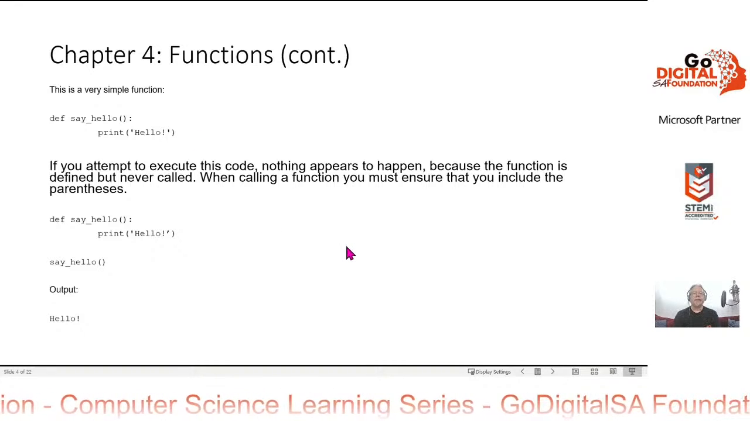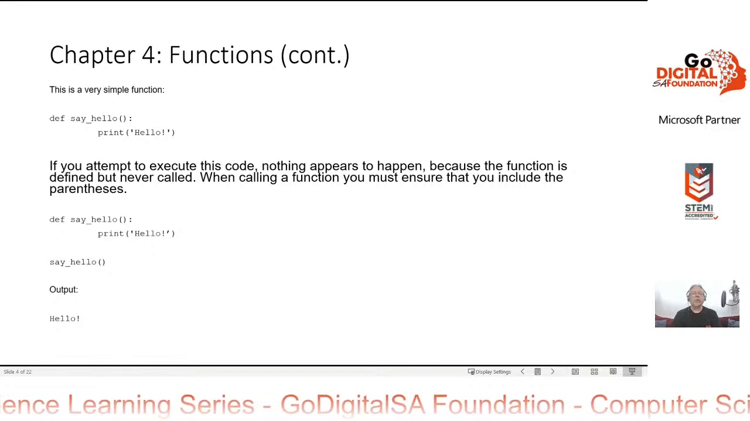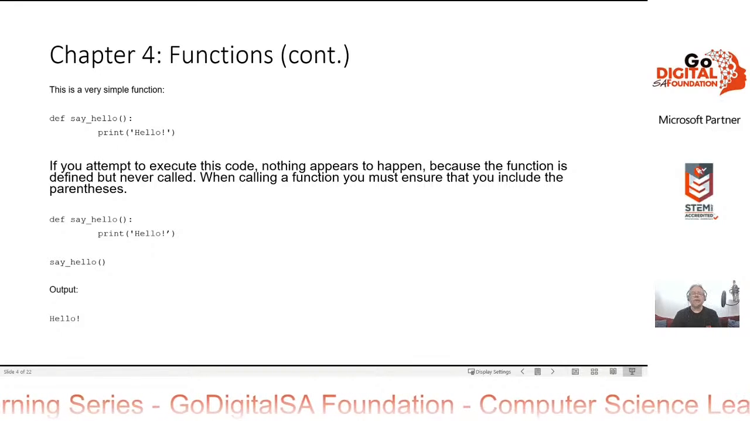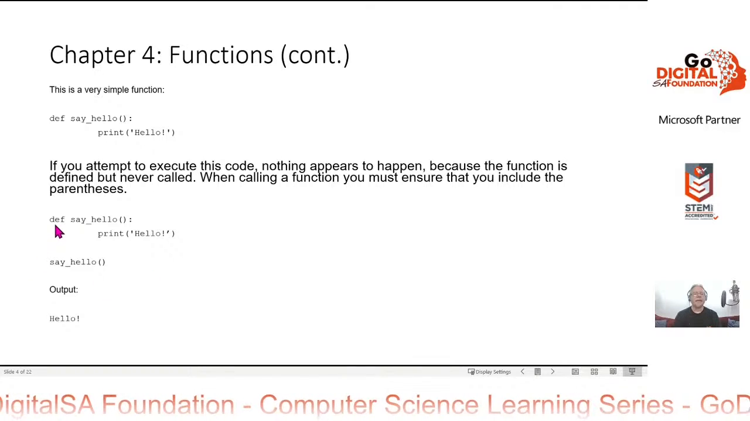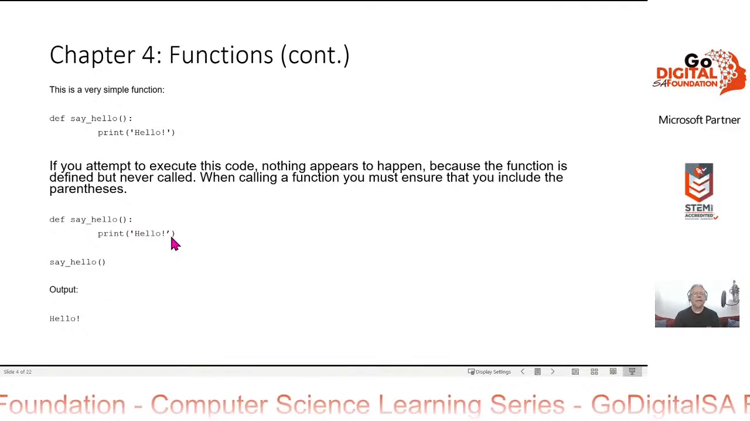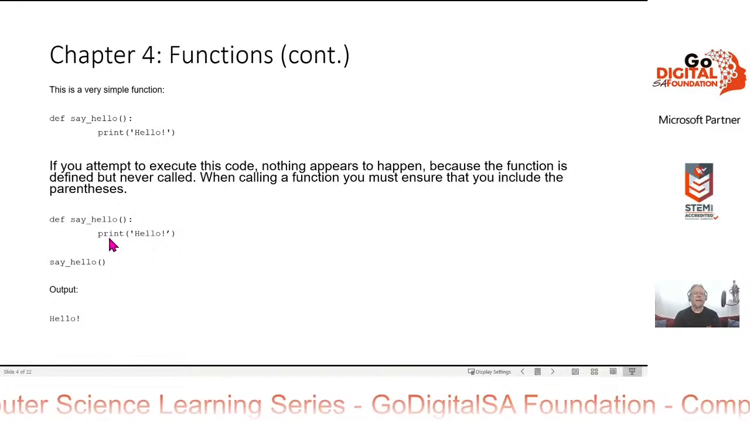If you attempt to execute this code, nothing appears to happen because the function is defined but never called. When calling a function, you must ensure that you include the parentheses. Okay, so again, we've got def say_hello, and the function simply prints hello. If we run this, nothing happens.